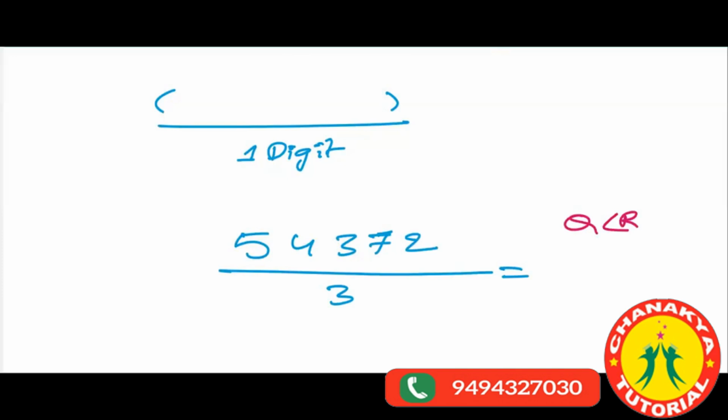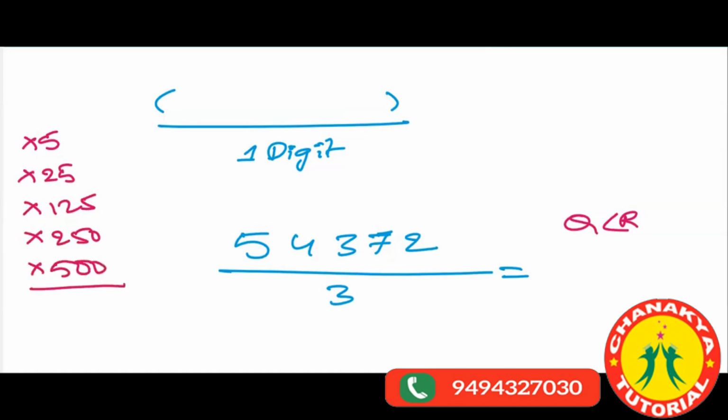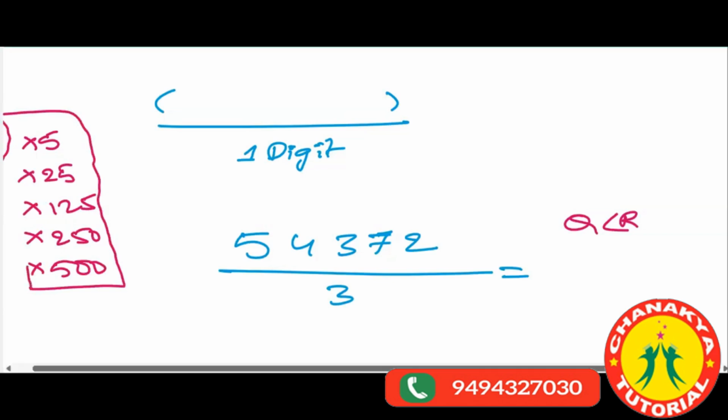Sir, I joined a bit late, so can you explain what we are doing? Yeah, sure. We were doing multiplication by 5, and today we will continue with multiplication by 5, multiplication by 25, multiplication by 125, multiplication by 250, multiplication by 500. All these things today we are going to see.